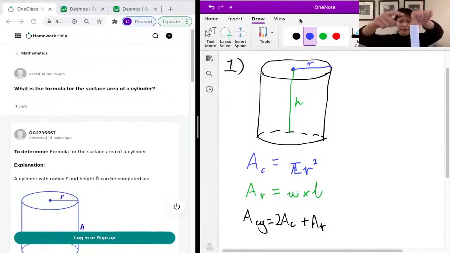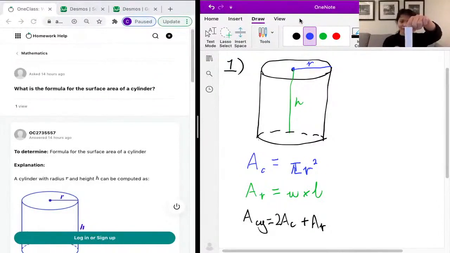So now you know that the surface area is 2 circles on the top and the bottom of the cylinder, and also the area of the side over here. So imagine you're wrapping the gifts that you're going to give to your friend for Christmas or for New Year.